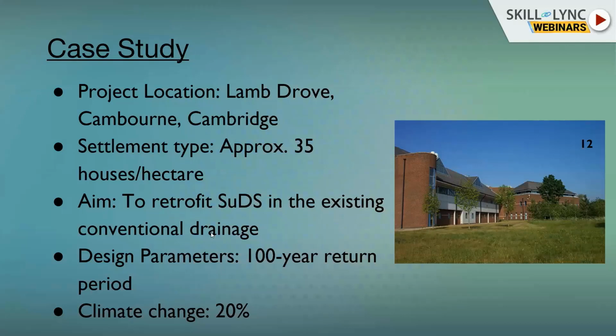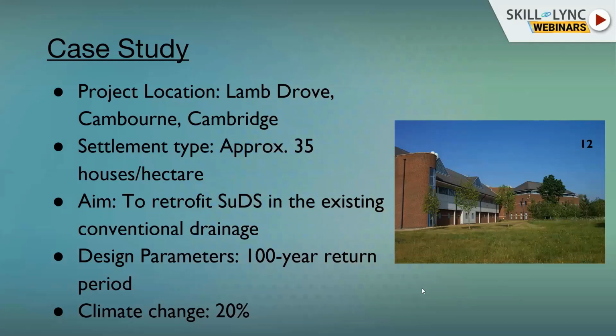So this Cambridgeshire County Council worked in partnership with the Housing Society to create a showcase development that includes SuDS and flood resilience measures. This project was located around 8 miles from Cambridge City in the UK, and it is called Lamb Drove. It was a medium density housing development, so approximately 35 houses per hectare.